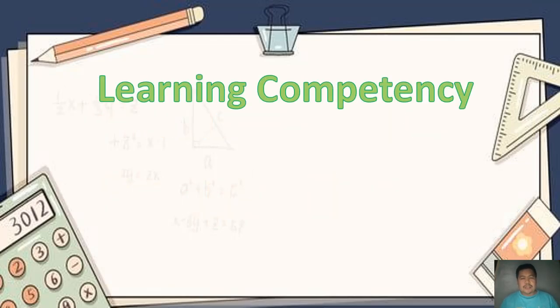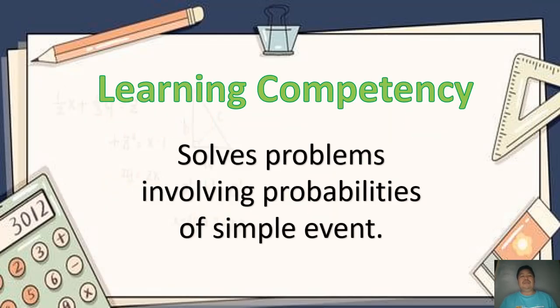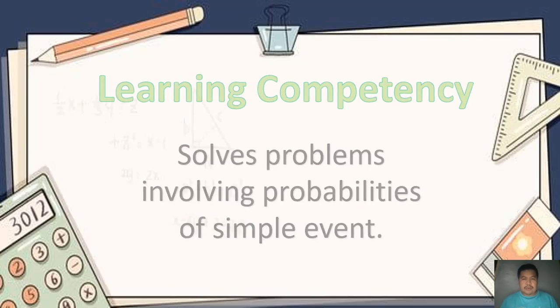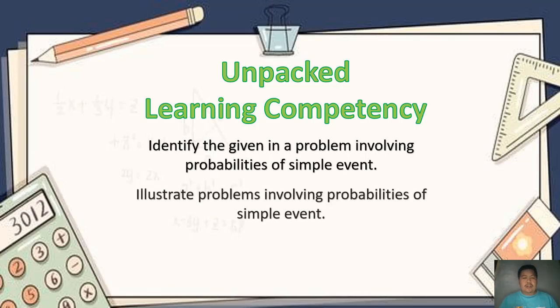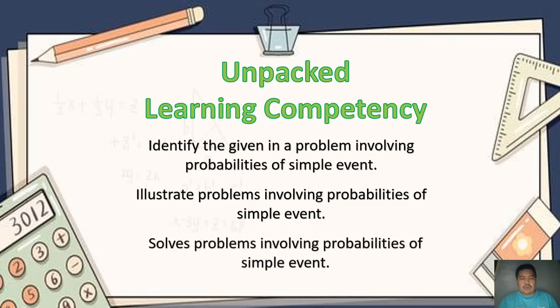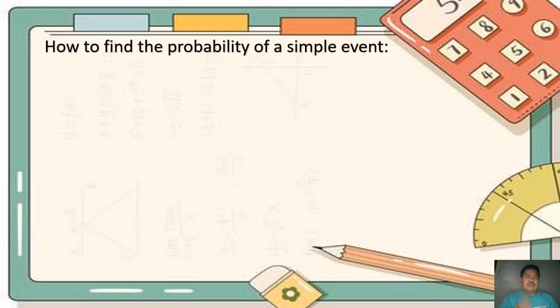For our learning competency here, we have to solve problems involving probabilities of simple event. And here's our unpacked learning competency. First, let's identify the given in a problem involving probabilities of simple event. And also, we have to illustrate problems involving probabilities of simple event. And lastly, solve problems involving probabilities of simple event. Now, let's have first how to find the probability of a simple event.